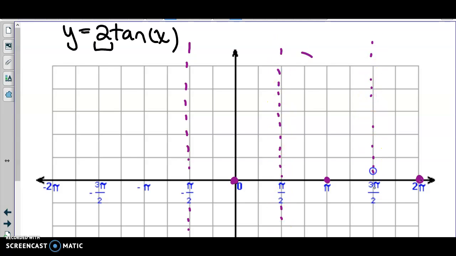All right. Then pi over 4 was at 1, but we're multiplying that by 2, so it's going up to 2, and this one here at negative pi over 4 is going to go down to negative 2. So it's going to be a steeper looking graph like this. All right, positive 2, negative 2, connect them.